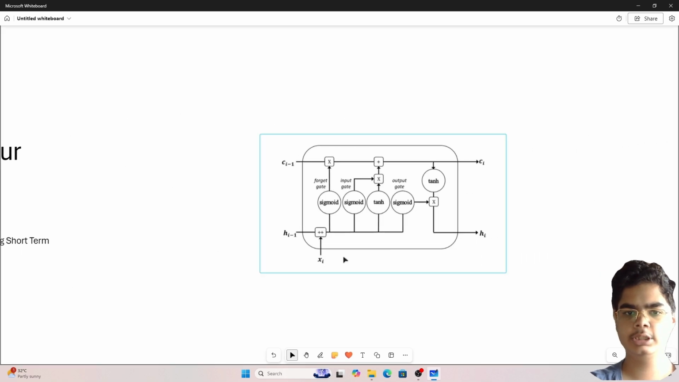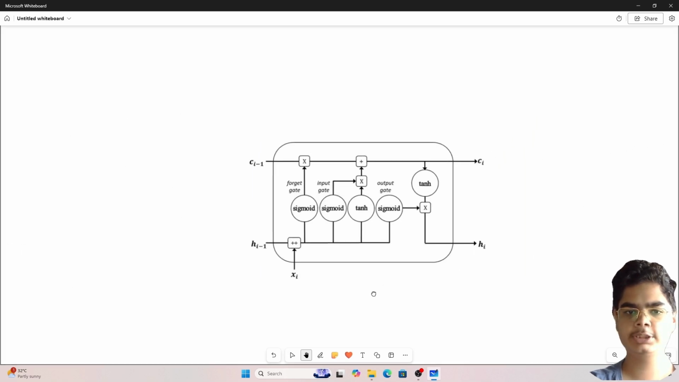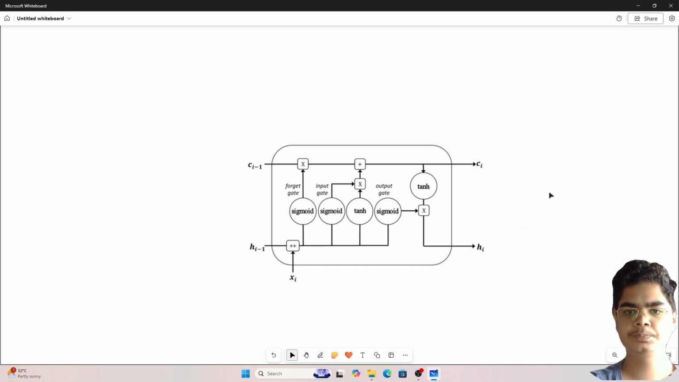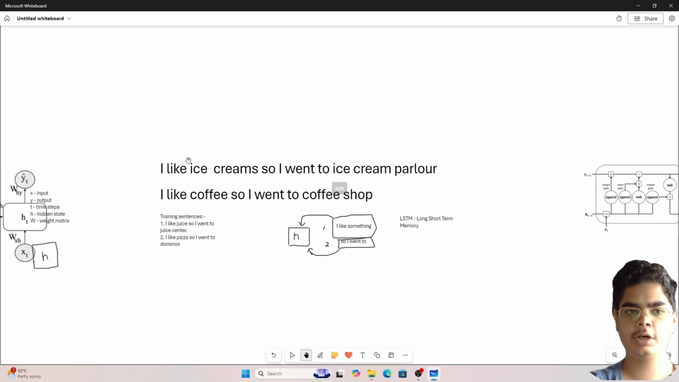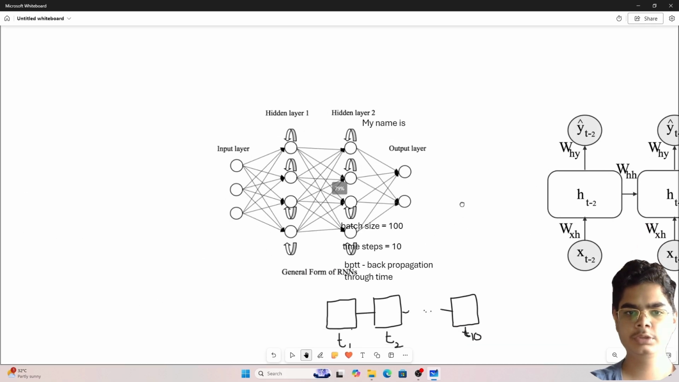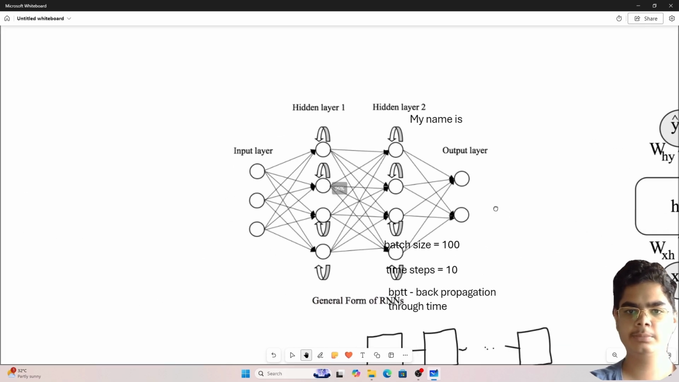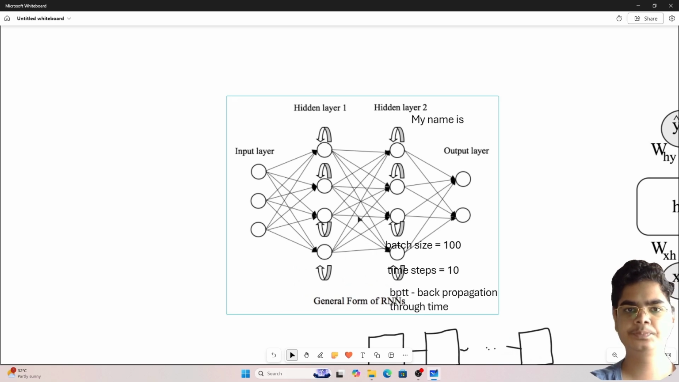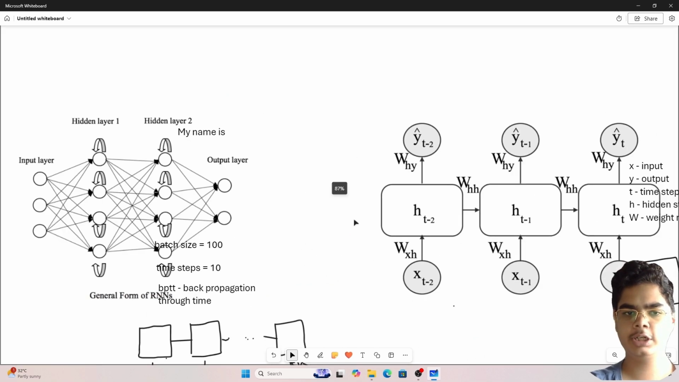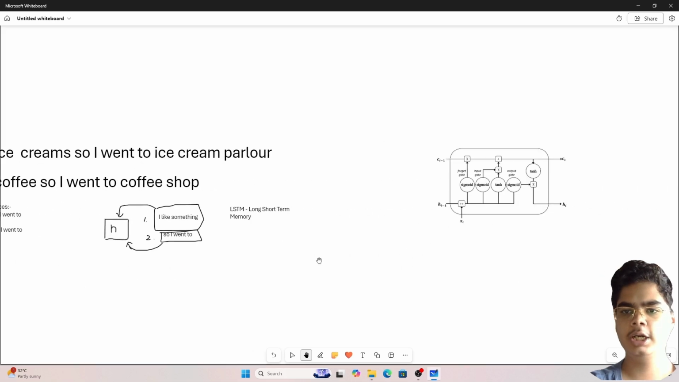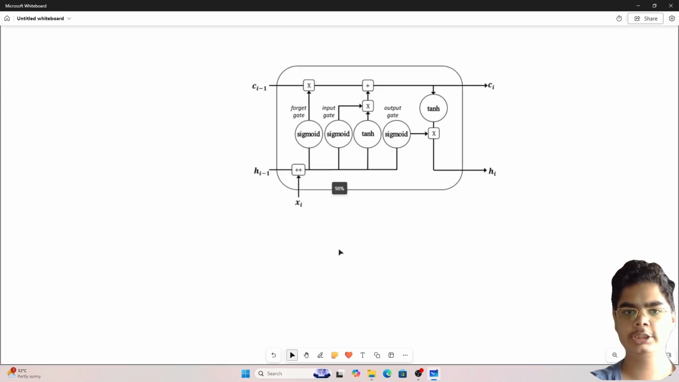So here is a detailed diagram of what happens inside an LSTM model. So if you remember, I had shown you a diagram of RNN model, which is this one, and the diagram of LSTM model is also pretty much same. Only difference is what happens inside each of the neuron, and that is shown in this diagram.